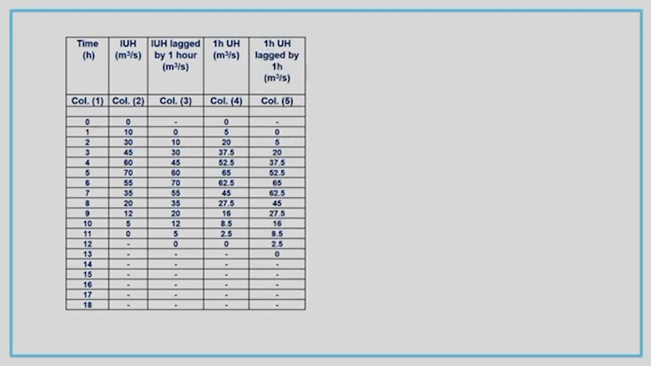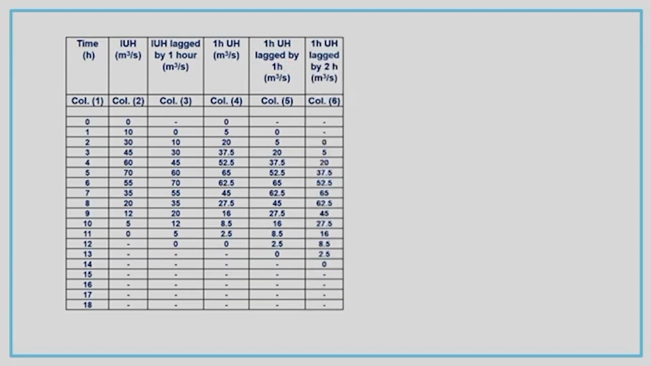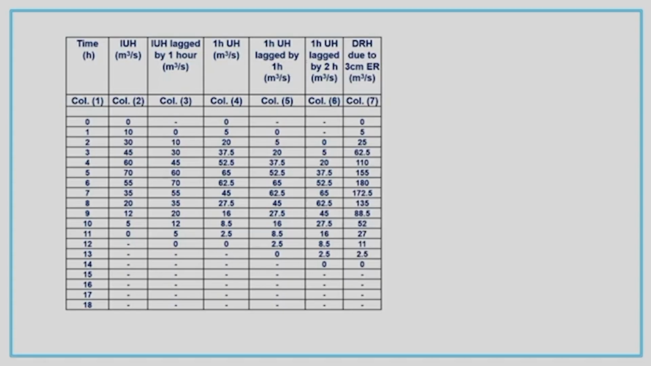So, what I have done, I have lagged the 1 hour unit hydrograph by 1 hour, then again I have lagged it by 1 hour, that is total 2 hour lag has taken place as far as this column is concerned. So, column 4 is representing the 1 hour unit hydrograph, column 5 is representing the 1 hour unit hydrograph lagged by 1 hour, and column 6 is representing 1 hour unit hydrograph lagged by 2 hours. Now, we can apply the principle of superposition to get the DRH.